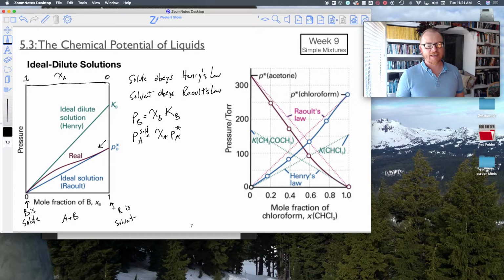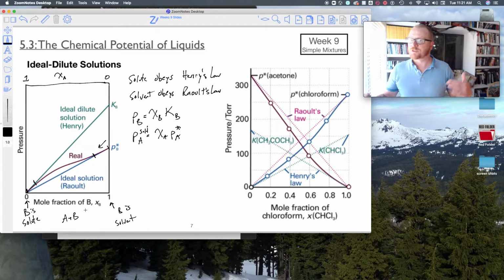And you can see in this case, where B is the solvent now, it's following the Raoult's law line, right up to a certain amount of addition. So like maybe that much, it follows the Raoult's law line when it's the solvent. And now it follows maybe that much of Henry's law when it's the solute. So this is what makes an ideal dilute solution. It's ideal under dilute conditions.